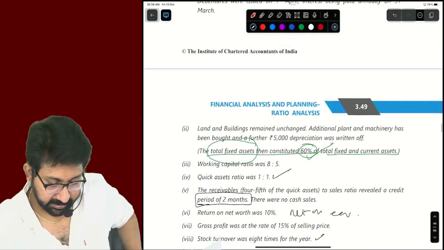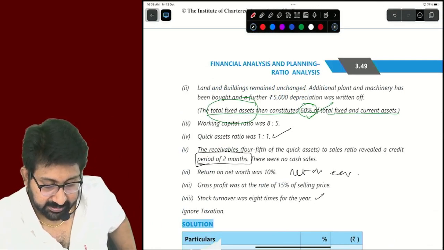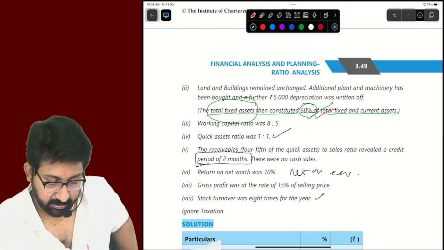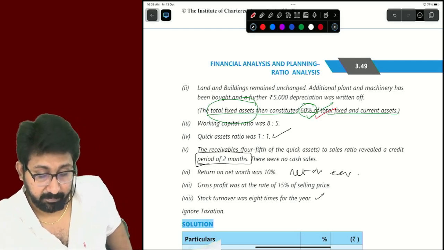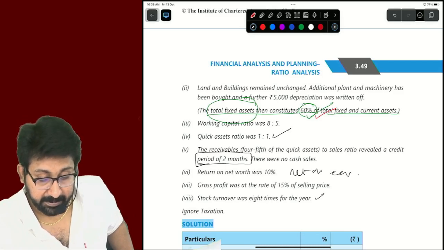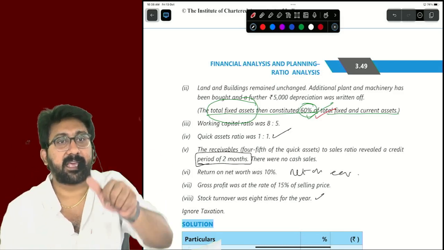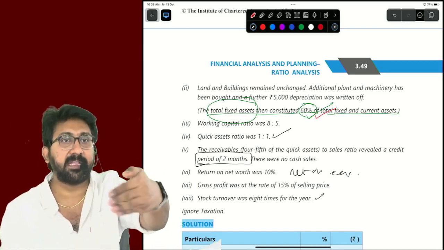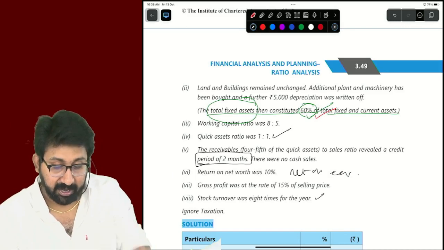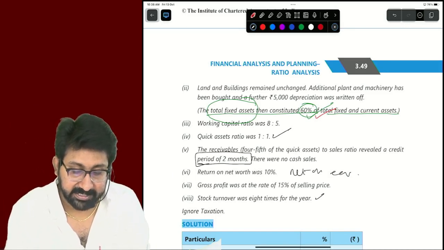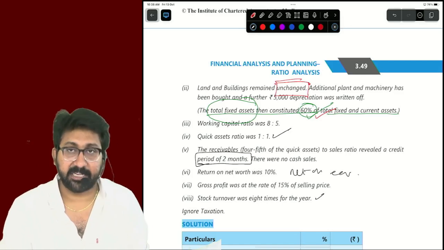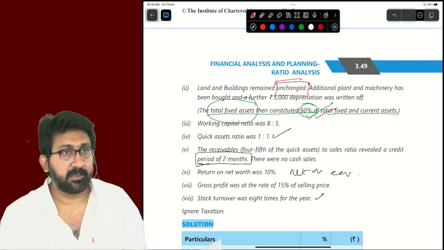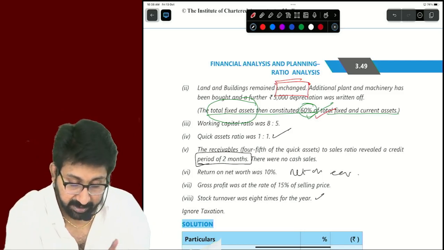See the question once. Total fixed assets constituted 60% of the total fixed and current assets. Okay. Next, answer my question now. Please listen. If 60% is the fixed assets, then 40% will be the current assets. Using that, can we calculate the balance amounts or not? And very, very important, land and building value is unchanged. Then what is changing? Plant and machinery is changing.